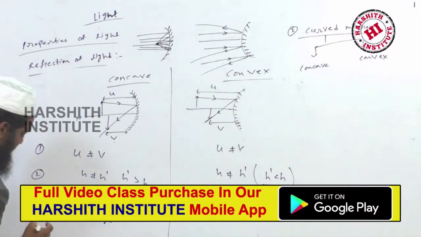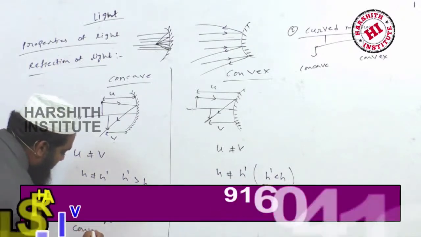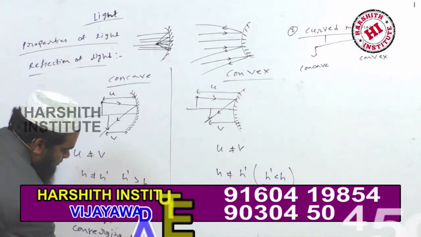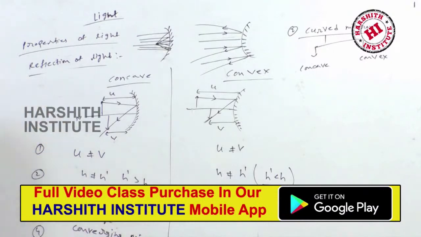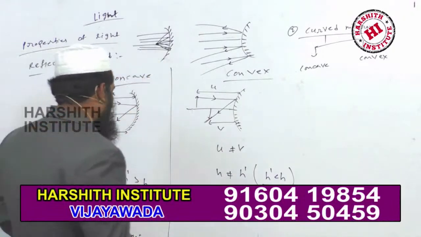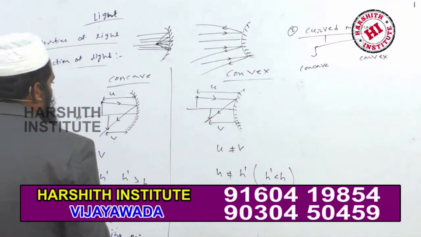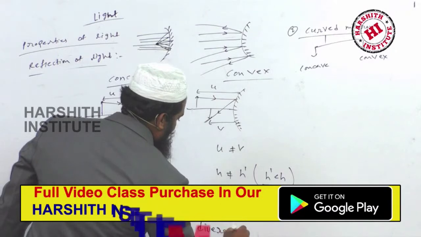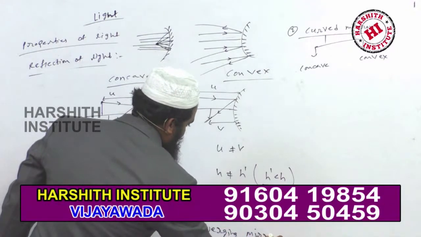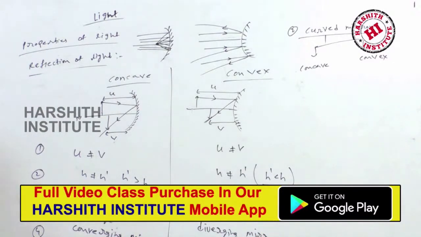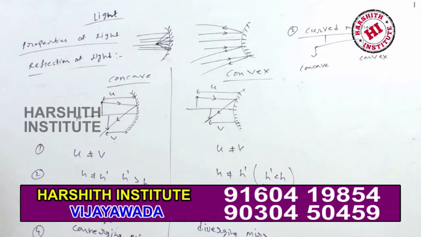Condition number 4: this is called a converging mirror. A converging mirror is a concave mirror. In the case of convex, it is simply called a diverging mirror. A diverging mirror is a convex mirror, and a converging mirror is a concave mirror.